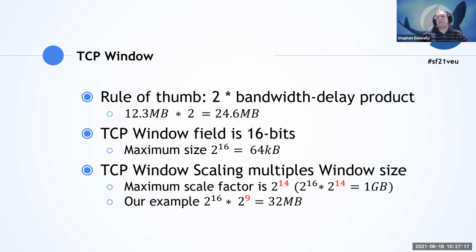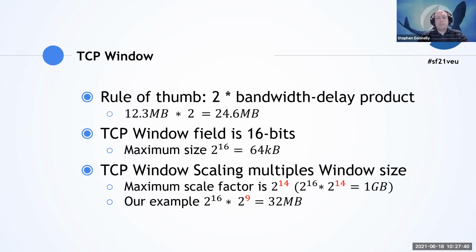And then when the receiver receives the first packet, it sends an acknowledgement back. While the acknowledgement is traveling back, the sender needs to still be transmitting. So it's actually 2 times the bandwidth delay product. And in this case, it would be 24 megabytes. So the TCP window field is only 16 bits wide. It's clearly not big enough.